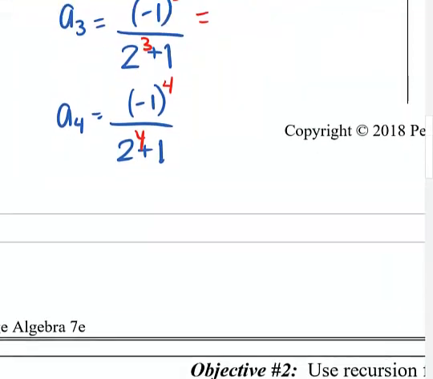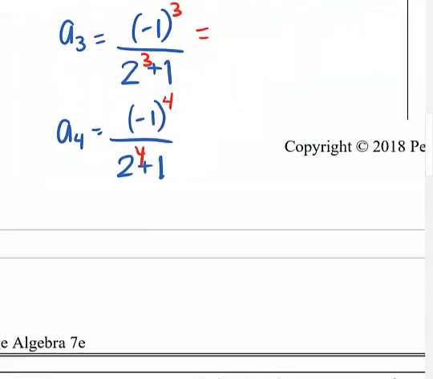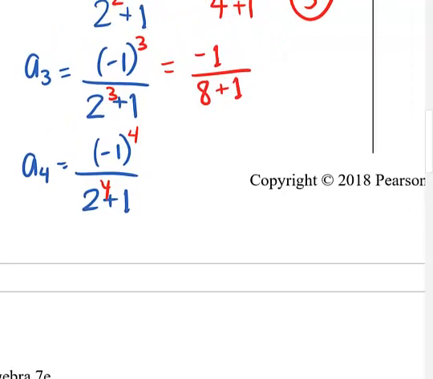And then our third term, we have negative 1 to the third power. That's negative 1 times negative 1 times negative 1, which makes negative 1. Pretty much anytime you have a negative 1 to an odd power, it's going to be negative 1. But negative 1 to an even power is going to be positive 1. Over 2 to the third power, which is 8, plus 1.